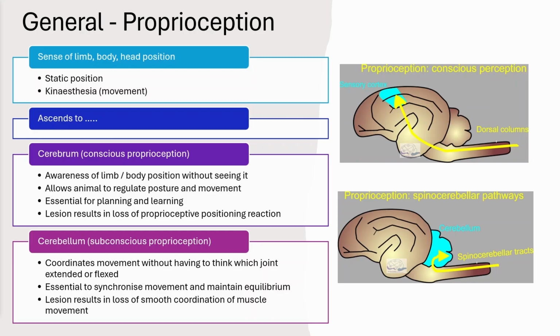Subconscious proprioception, on the other hand, is ascending to the cerebellum, and it allows the cerebellum to coordinate that movement, again, without you having to think which joint is being moved, which joint is being extended or flexed. And this is essential to synchronize movement and maintain equilibrium, and a lesion in this system will result in a loss of smooth coordination of muscle movement.